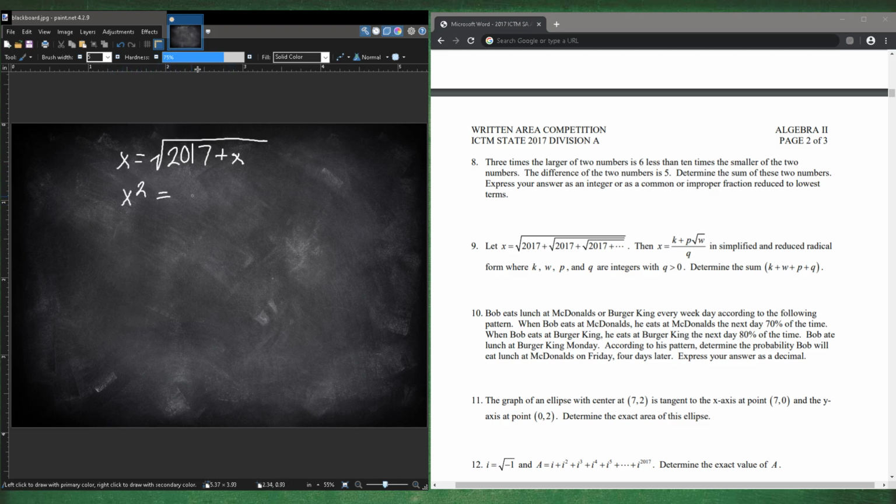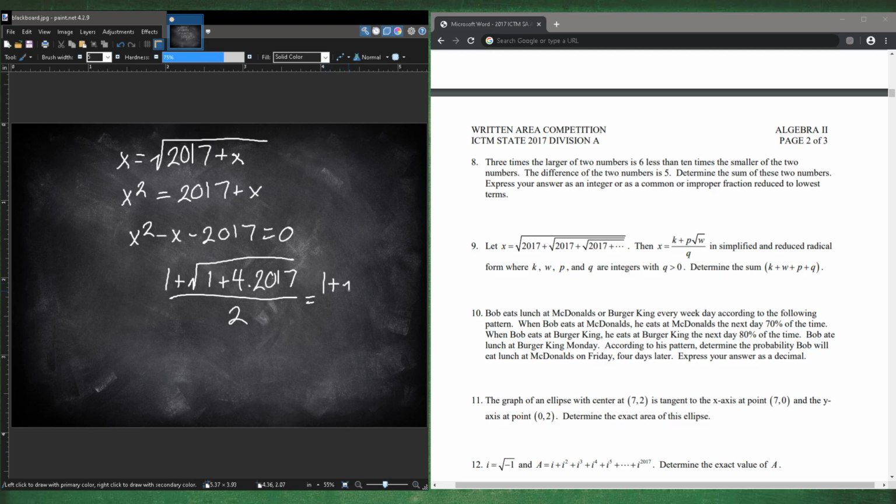Then x squared is equal to 2017 plus x. So x squared minus x minus 2017 is equal to 0. So using your quadratic formula, which is negative b, plus or minus, it's not going to be minus because then this becomes negative, which is not possible. So negative b plus the square root of b squared minus 4ac. So minus a negative is positive, so 4 times 2017, divided by 2a. And a is just 1, so it's just 2.